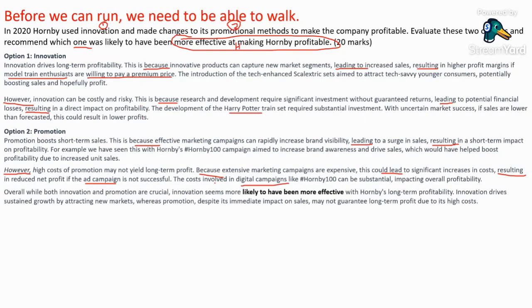Overall, I do like "overall" or "in conclusion" or stuff like that, but just a gap between the paragraphs. Examiners see "overall, here's the conclusion." They're not going to miss it in a sea of text. While both innovation and promotion are crucial, we're not saying choose one, are we? That's not the question. Innovation seems more likely to have been more effective.